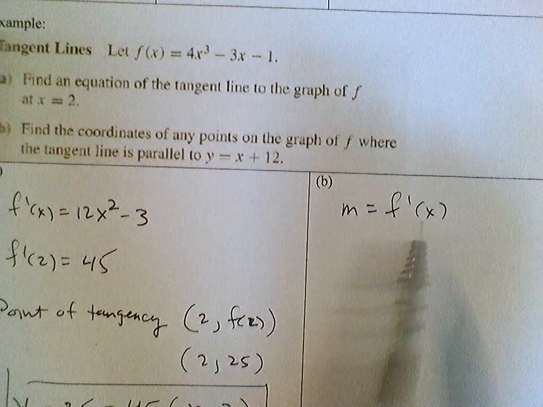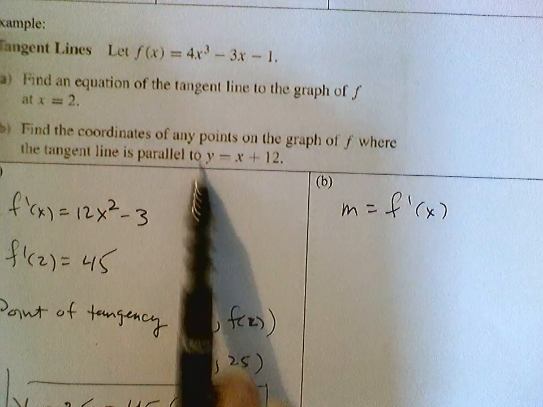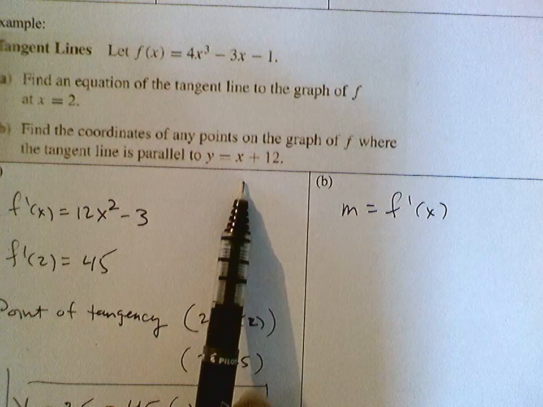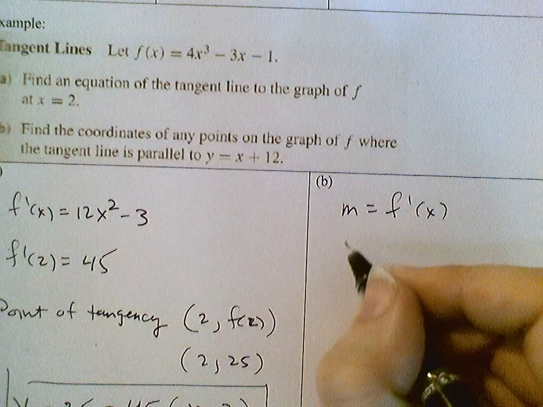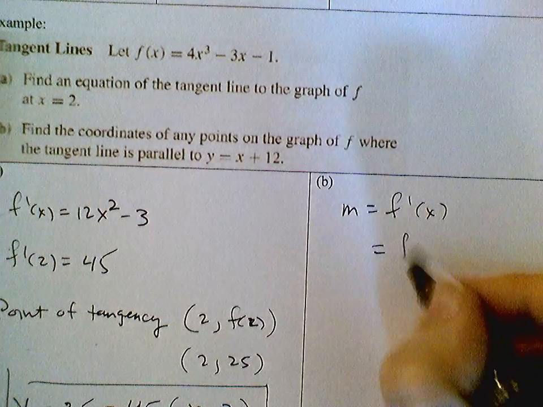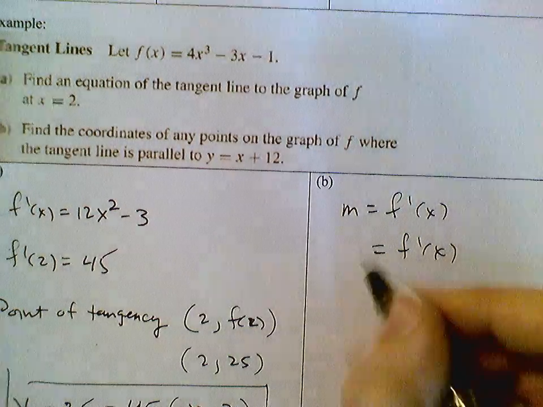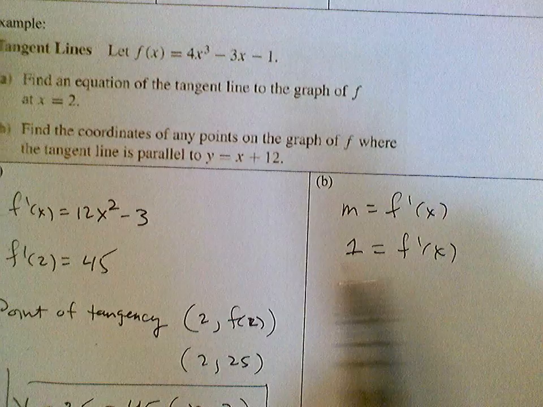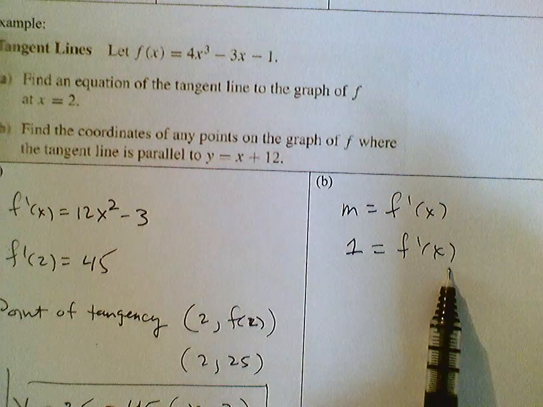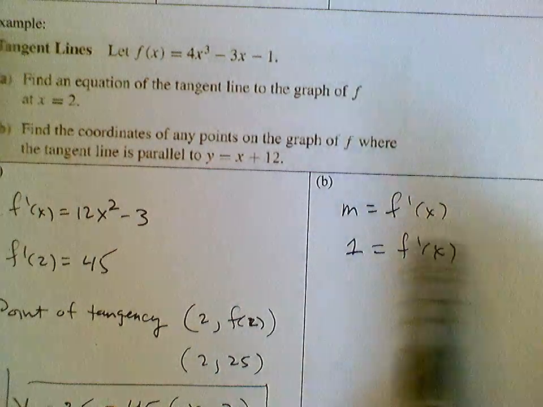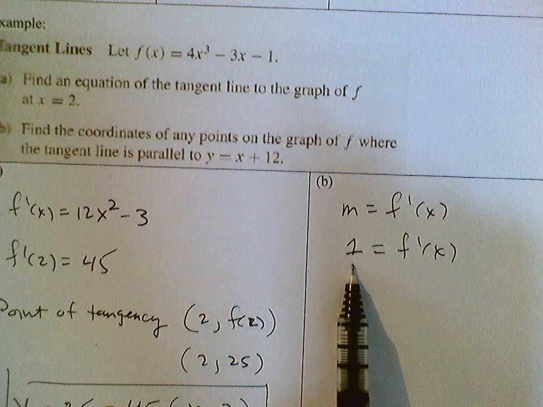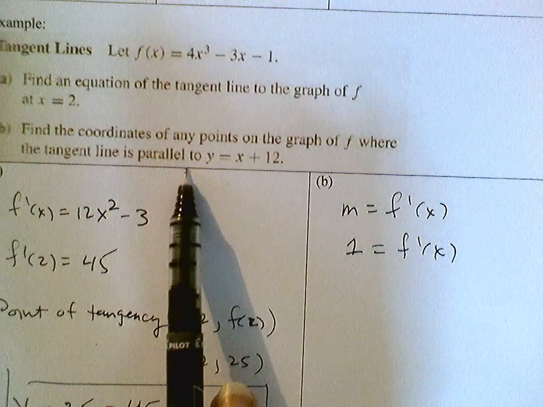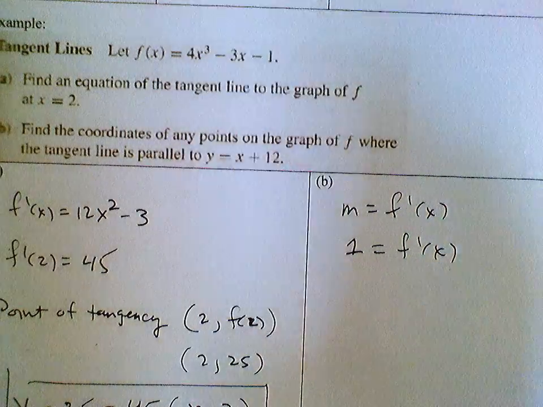Well, guys, what is the slope of this line? It is 1. So they want f prime of x to equal 1. If this situation were happening, then the slope of the tangent line, or the derivative, would be 1, meaning that it would be parallel to this line, which also has a slope of 1.